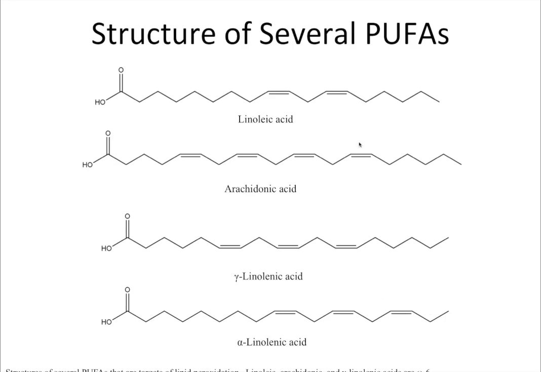And then these other three are actually omega 6, 1, 2, 3, 4, 5, 6. So gamma linolenic acid, arachidonic acid, and linoleic acid, these are all omega 6 fatty acids. So again, these are important molecules that are good for you in terms of health, but they are targets of lipid peroxidation.